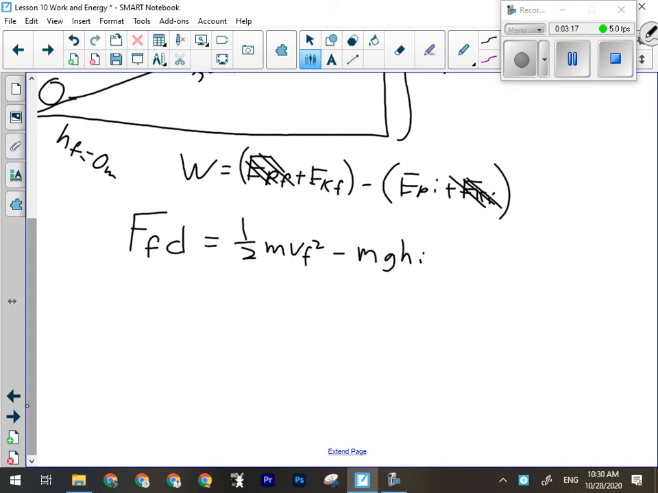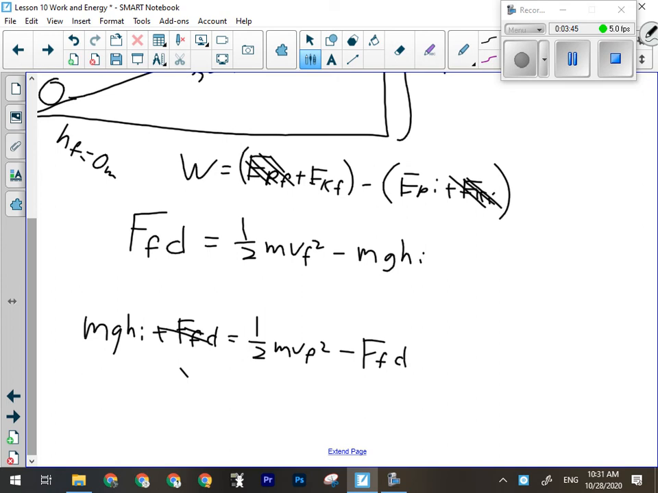Now, what is the question asking me to find? Height initial. So if I want to find height initial, this is being subtracted here. What should I do with this thing? I'm going to bring it over here to make it positive. So I'm going to have m times g times h initial plus force of friction times distance equals 1/2 m vf squared. And then I'm going to bring this over by subtracting it, right?